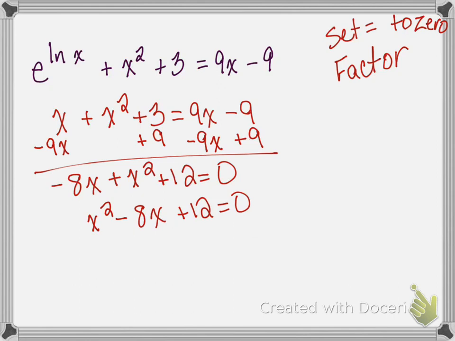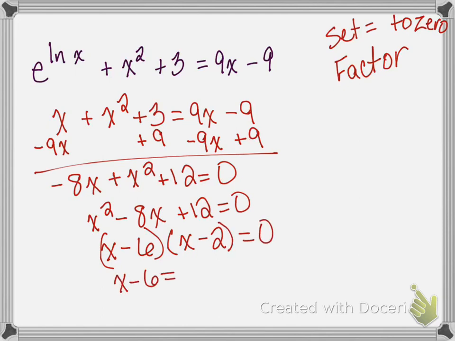How are we doing? Did you guys get this far? I subtracted 9x from both sides, then I added 9 to both sides. You should have ended up with x squared minus 8x plus 12 equals 0. You've got x minus 6 and x minus 2. Now, when I set these equal to 0, they are both positive. Okay?